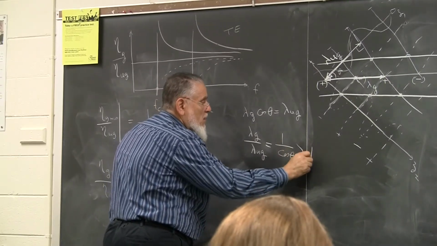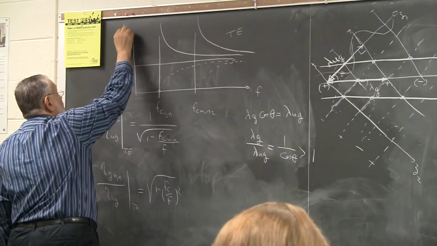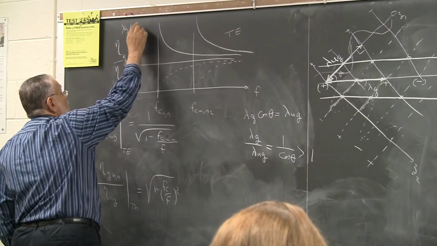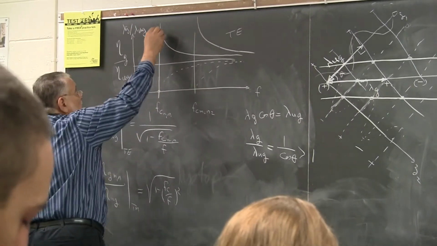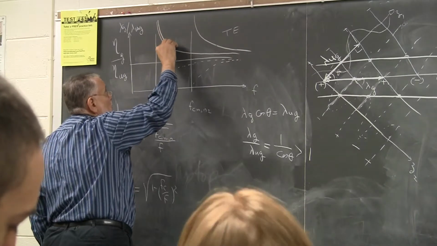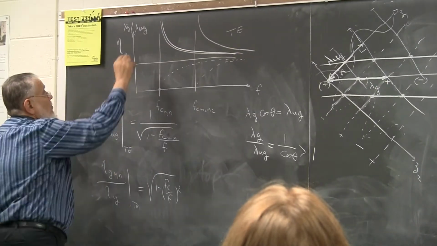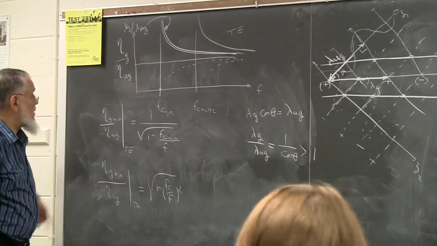So that gives you lambda guided over lambda unguided is equal to 1 over cosine theta. And that's certainly greater than 1. And that's exactly what we're seeing here again. That's the same diagram as lambda guided over lambda unguided. Same exact diagram, same exact equation.